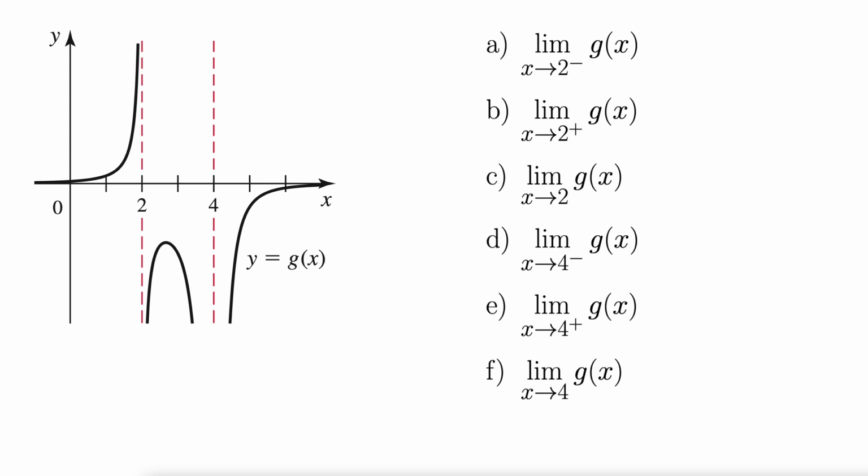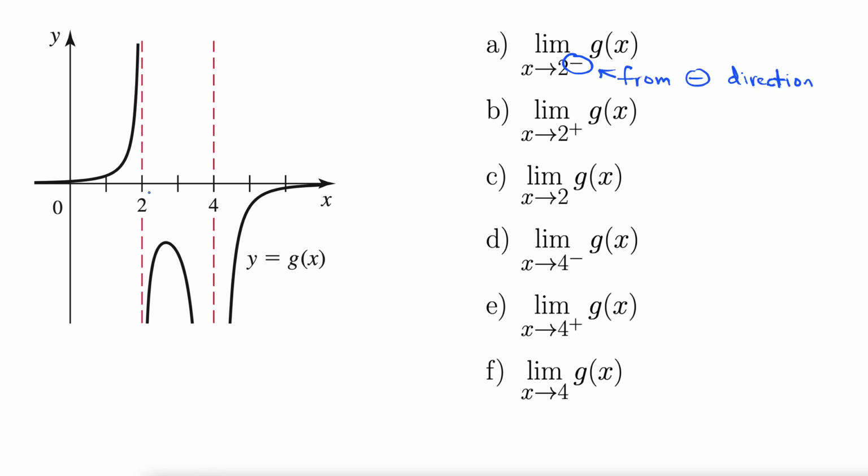Here we have a graph with some asymptotic behavior happening around, it looks like, 2 and 4, and we're asked to evaluate a bunch of limits at 2 and 4. So let's dive right in. Part A asks us to find the limit as x goes to 2 from the left. Remember, this negative here means we're coming from the negative direction.